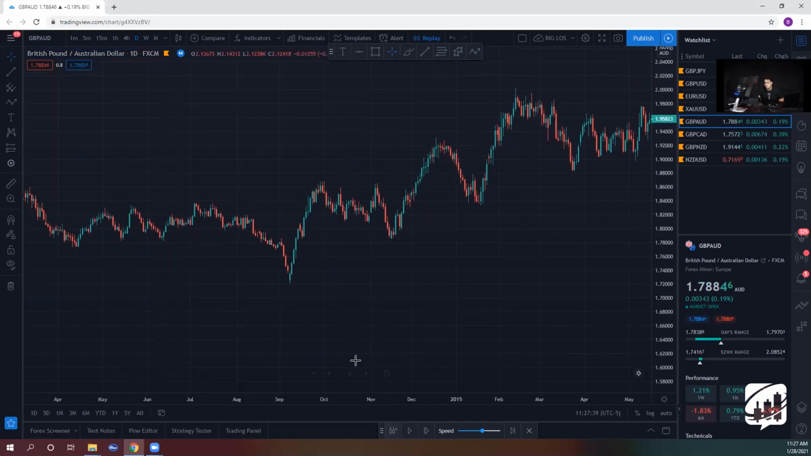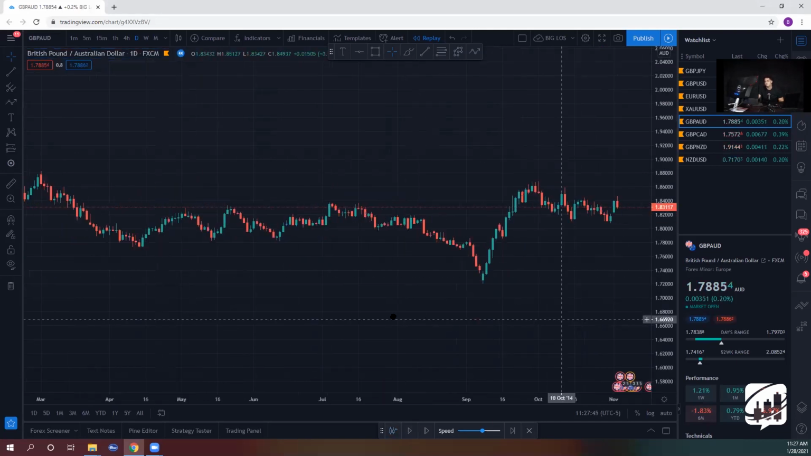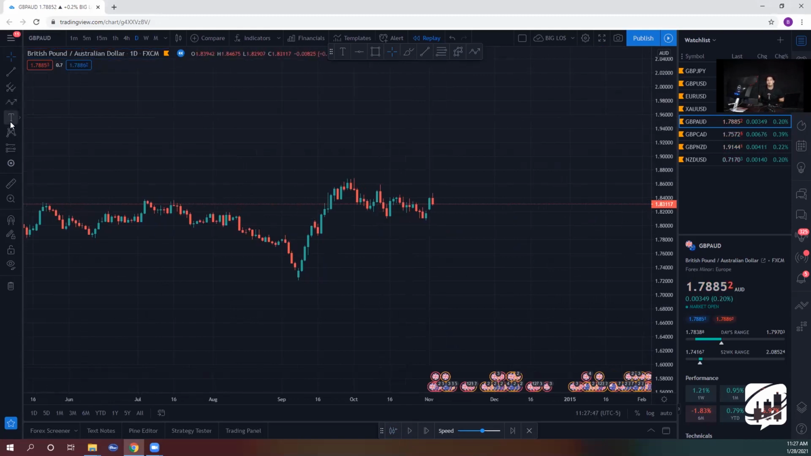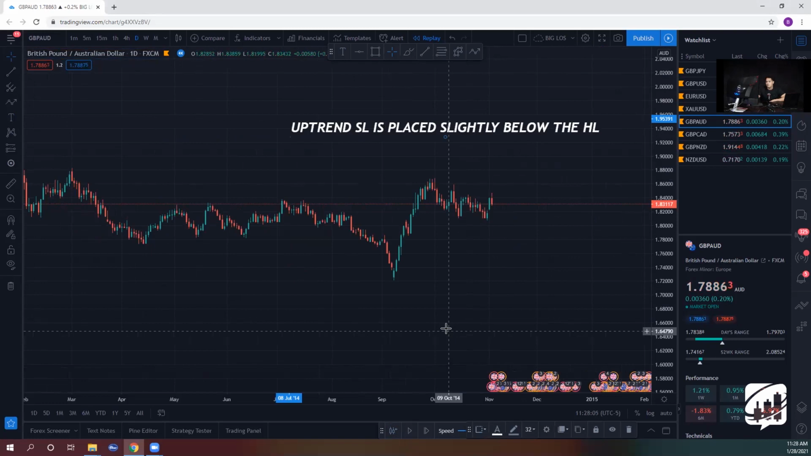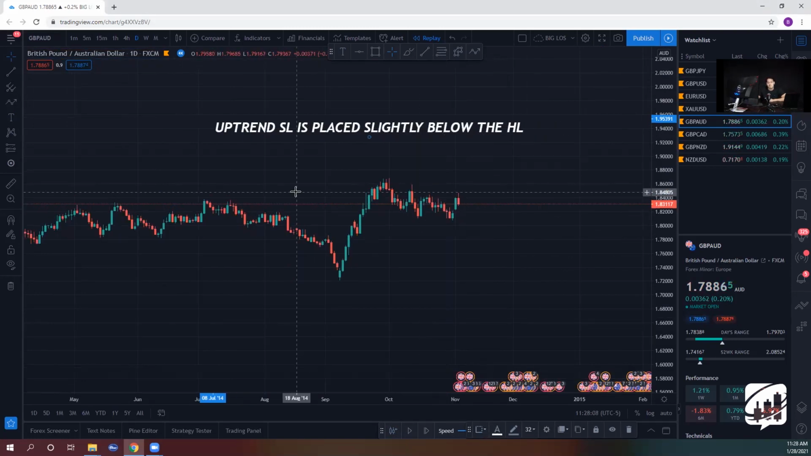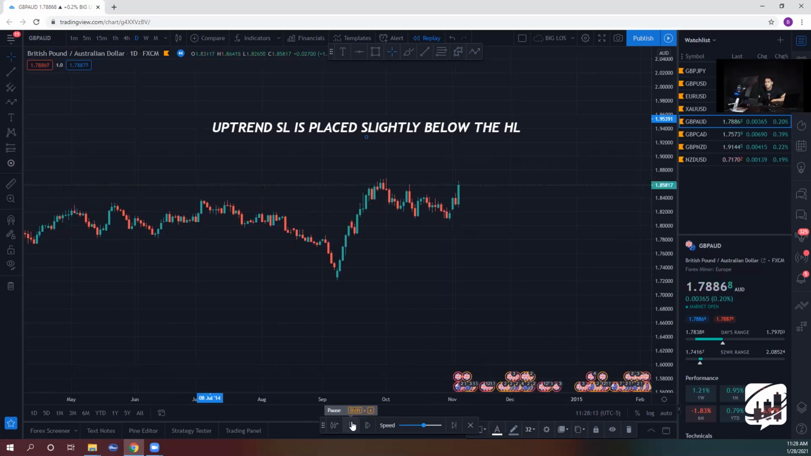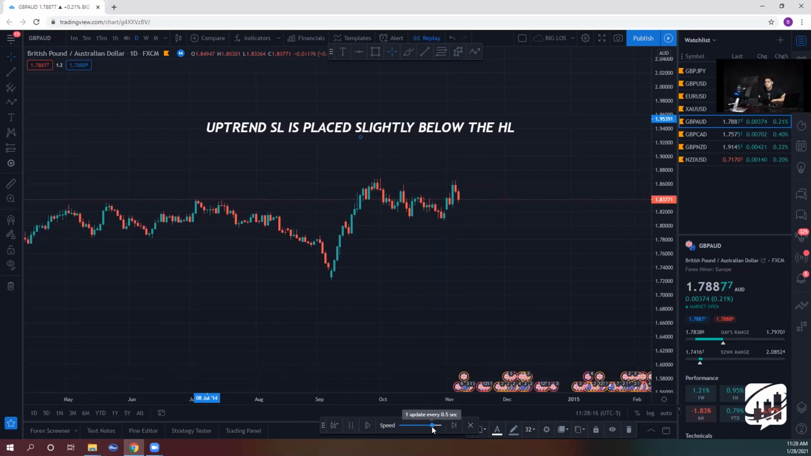Okay, so I'm going to use the Playback Feature. We know on an uptrend, stop loss is placed slightly below the previous high or low. So first things first, you've got to identify the trend. You've got to know if it's an uptrend or a downtrend.